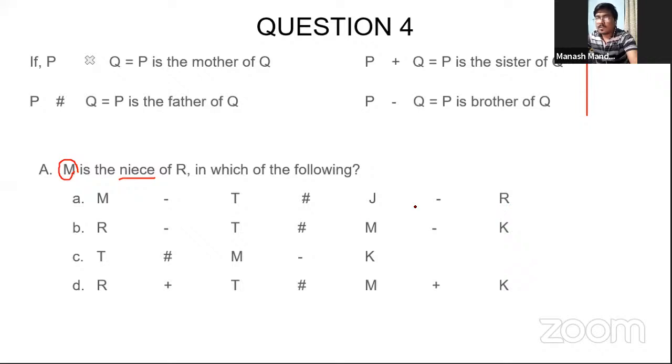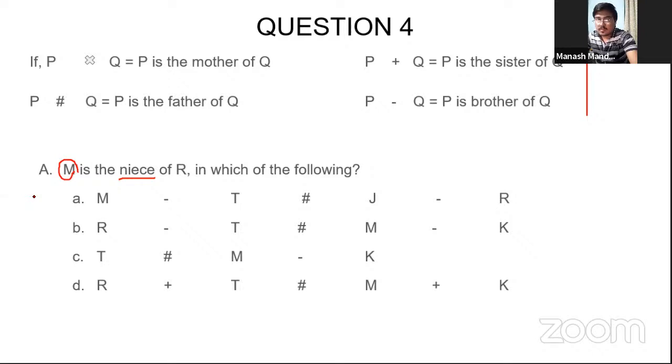Could anyone solve this question? Okay, so let us explain this question. I think none of you could solve this. Basically, the question is, M is the niece of R in which of the following?